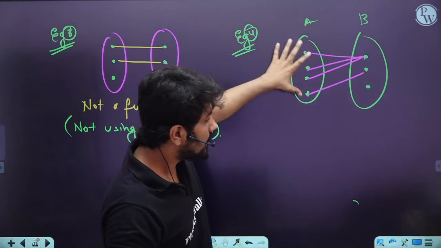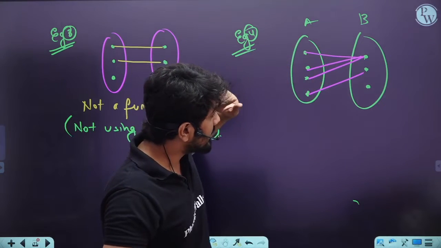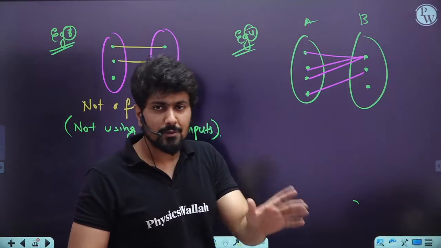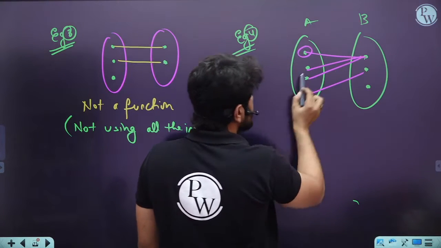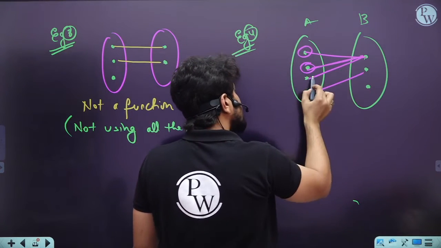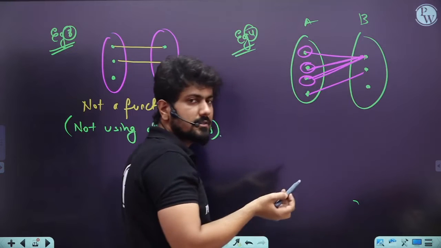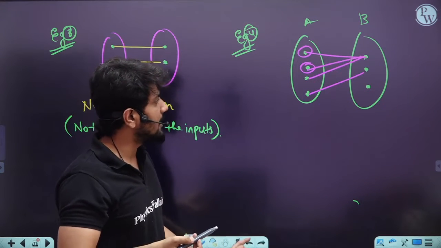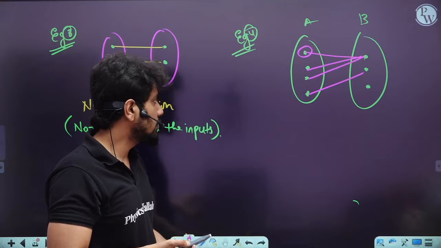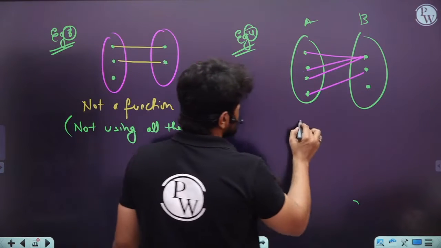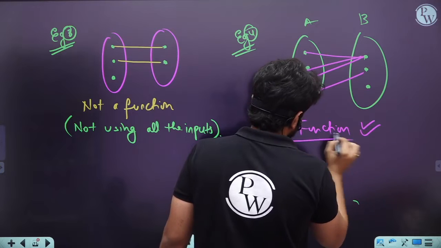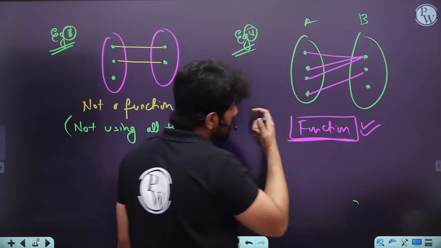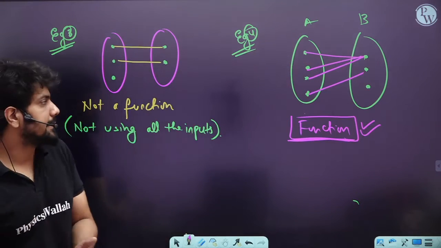If we are using all the inputs and we are not getting multiple answers at a single input, right? For this input, we are only getting this one single answer. For this input, we are only getting one single answer. For this input, we are only getting one single answer. So we are not getting multiple answers for a single input. Okay, so this is a function. Are we clear? Yeah, right?